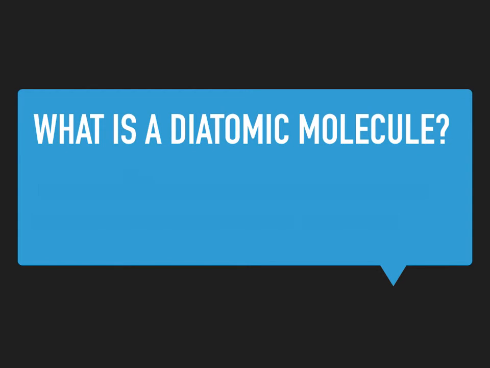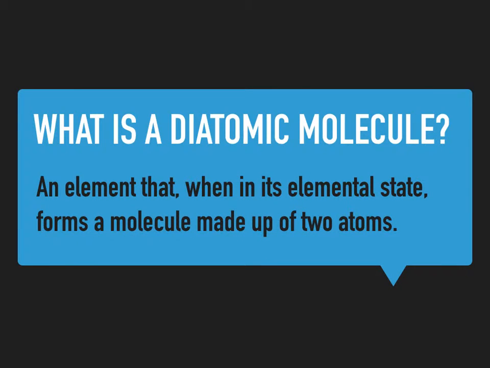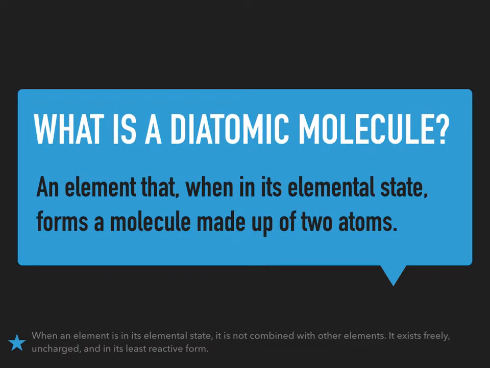A diatomic molecule is an element that, when found in its elemental state, forms a molecule made up of two identical atoms. Remember that when an element is in its elemental state, it is not combined with other elements. It exists freely, uncharged, and in its least reactive form.